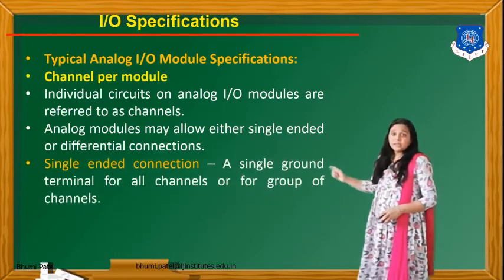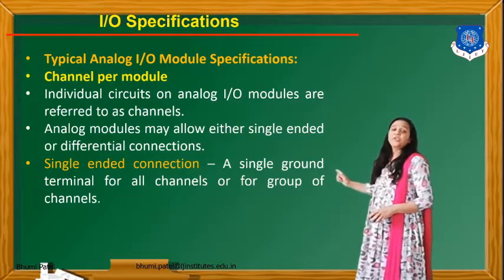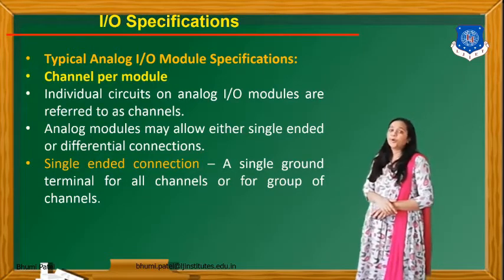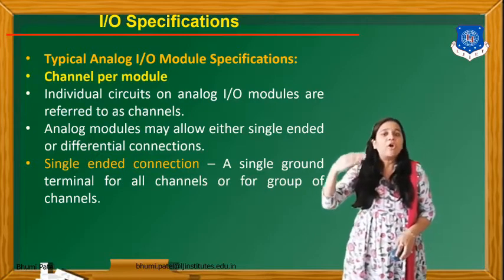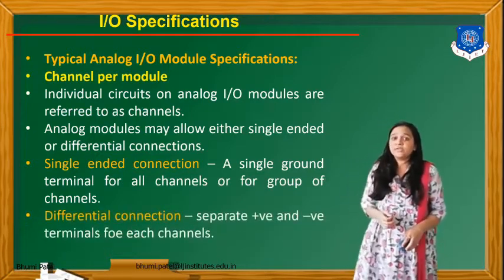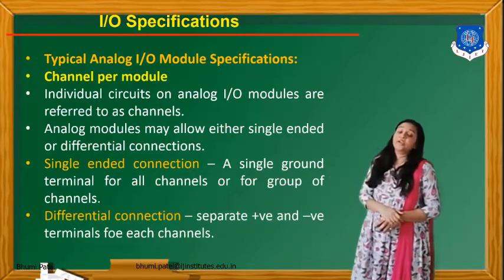In the single-ended connection, there is a single ground terminal for all channels or for a group of channels. So we can connect a single ground terminal for all the channels. Now what is the differential connection? It has separate positive and negative terminals for each channel.